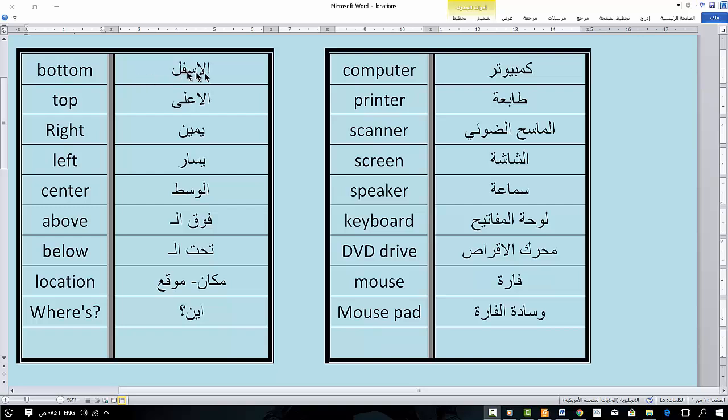هذه الكلمات ومعانيها في هذا الدرس: bottom, top, right, left, center, above, below, location, where is, computer, printer, scanner, screen, speaker, keyboard, DVD drive, mouse, mousepad.